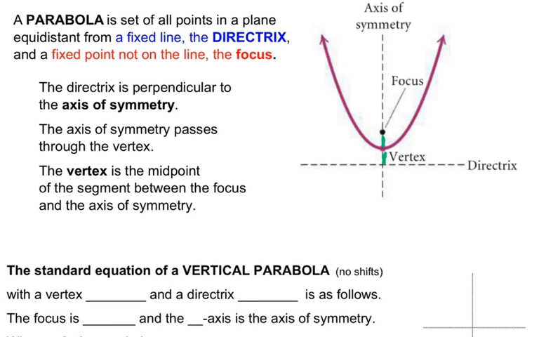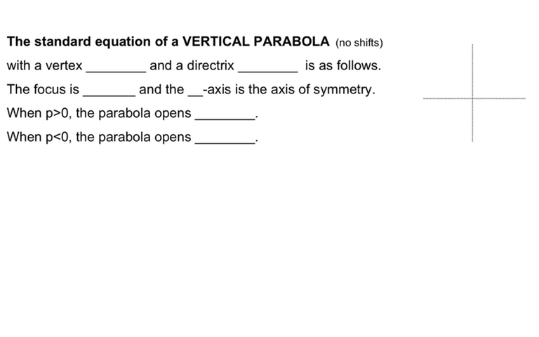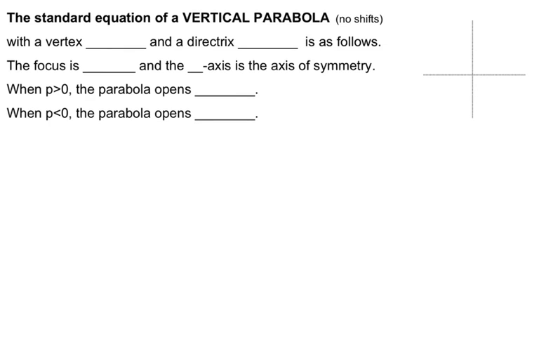You are now likely very familiar with a vertical parabola. In algebra, our parabolas only opened up and down. But in trig, as we explore conics, we'll have parabolas that open up or open down, as well as parabolas that open to the left and open to the right. Here, we're going to discuss a vertical parabola, and this is a vertical parabola centered at the origin. So there are no shifts.